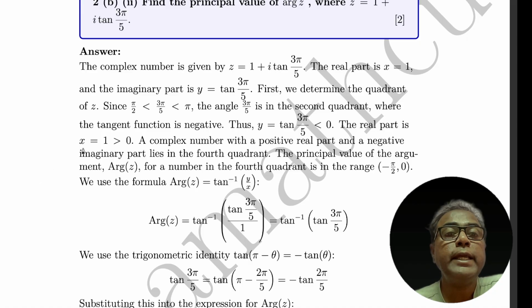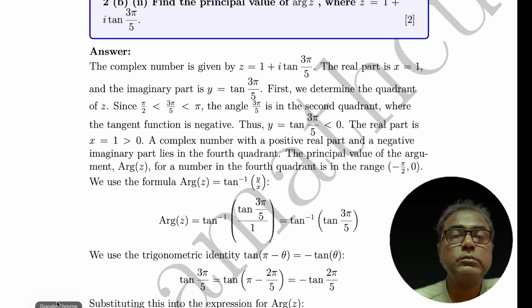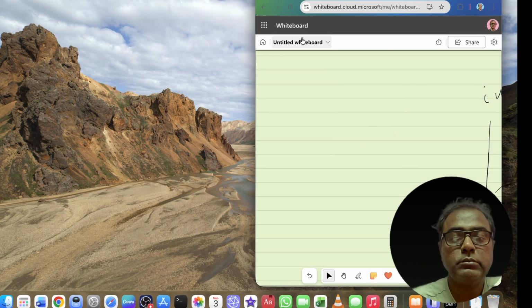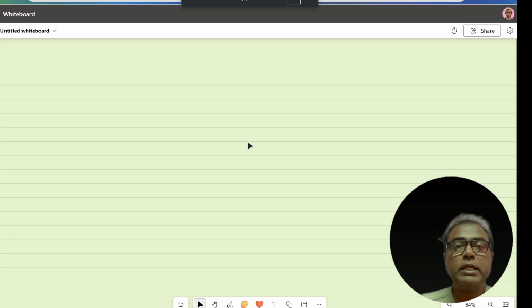The real part x equals 1 is greater than 0. So x is positive and y is negative. So in the complex plane, x is positive and y is negative.